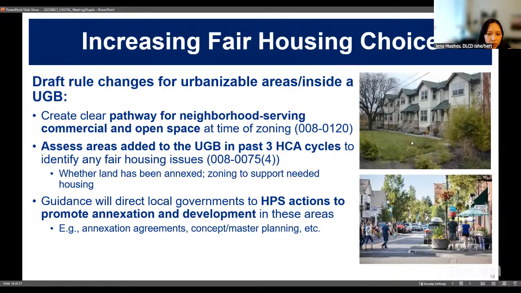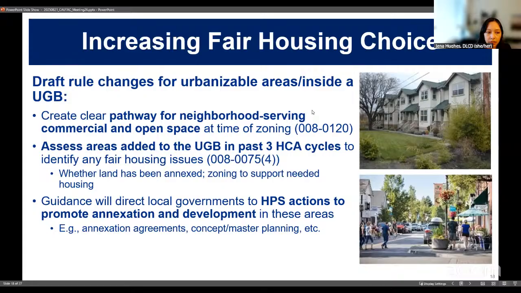I think a previous version referred to a definition of complete neighborhoods, but this was removed for this iteration because of its redundancy to existing language in Division 8 related to fair housing choice.